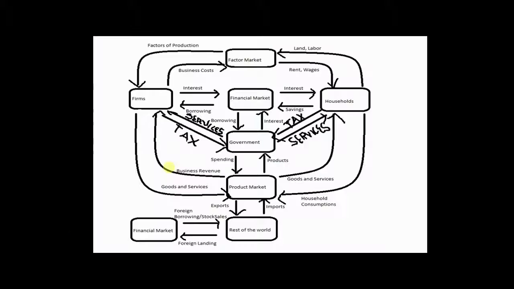So this is known as a circular flow diagram, and here are all the players of the economy: the households, the financial market, the factor market, business firms, government, and the product market, which is where all the final products are sold. And here is a flow diagram of what one player sends to another in exchange for another item.